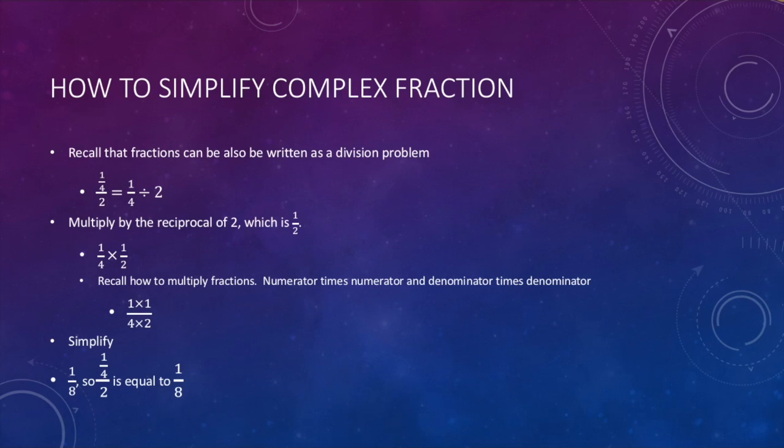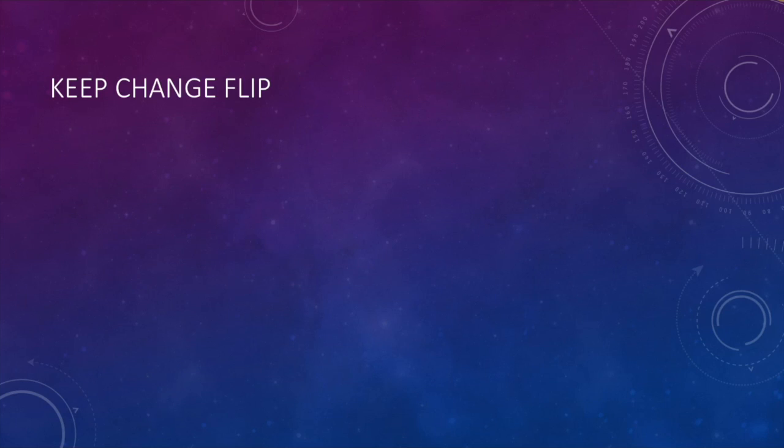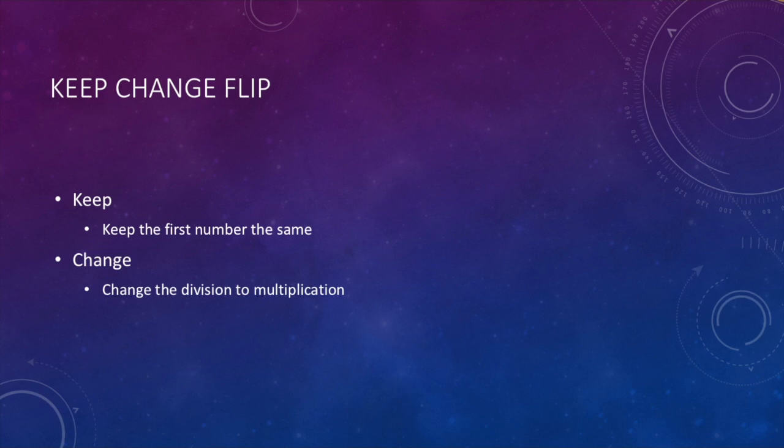A simple way that we remember this is called keep, change, flip. Keep, change, flip is the method we use after we've rewritten the complex fraction into a division problem. It allows us to keep the first number that we have in the problem and then to change the division into multiplication, and then we flip the second number. Another way of thinking of this is that we keep the numerator the same, we change it to a multiplication, and then we flip the denominator.